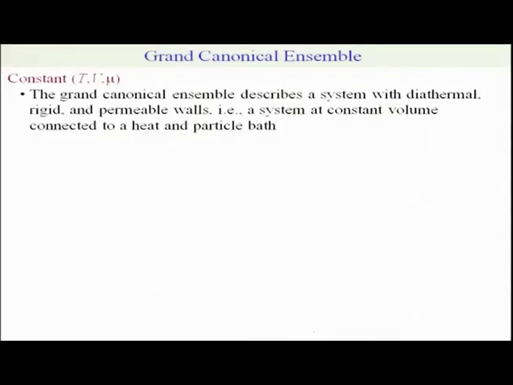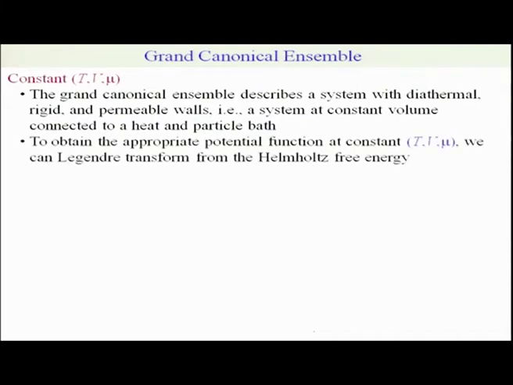Now, you can extend these exercises for the grand canonical ensemble. As I said, I am not going to go into the details. So, the grand canonical ensemble describes a system with a diathermal, rigid and permeable wall. So, it allows fluctuation. Basically there is a heat bath across the system as well as a particle bath. So, the system is at constant volume connected to a heat and particle bath.